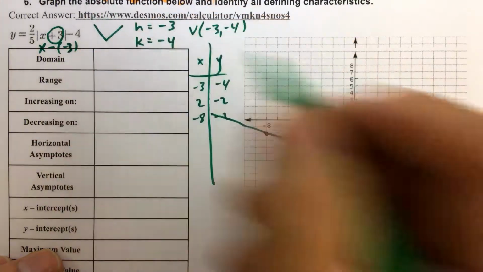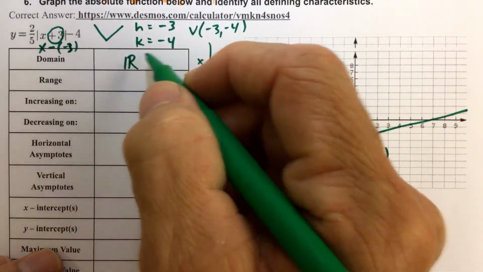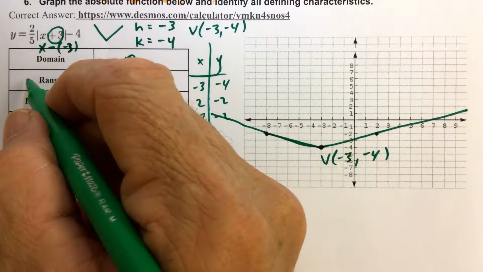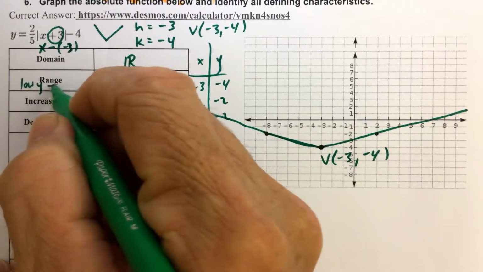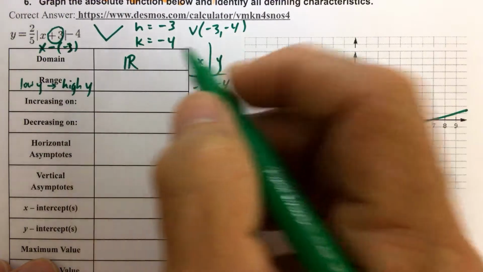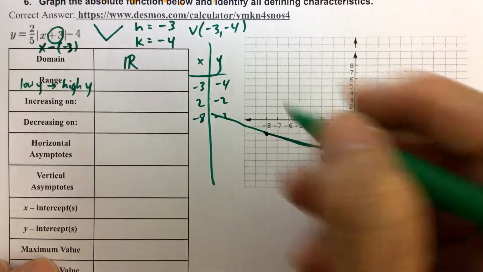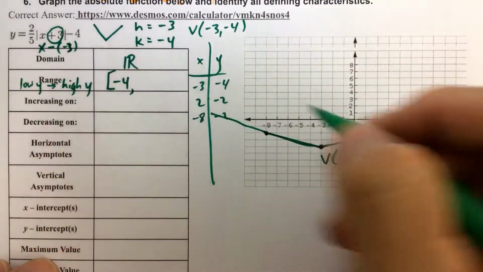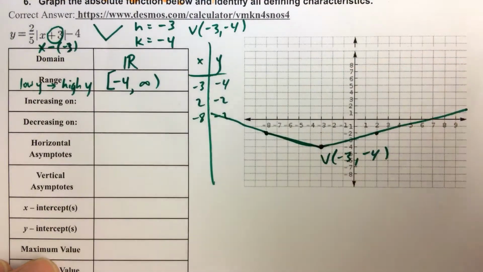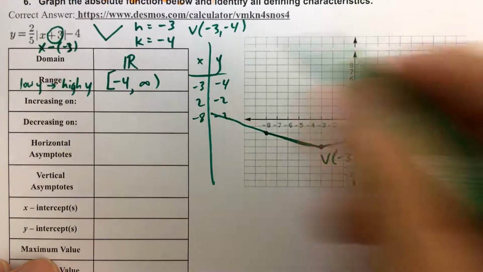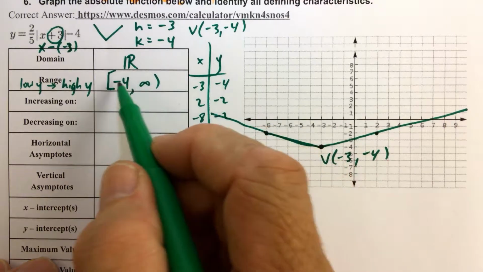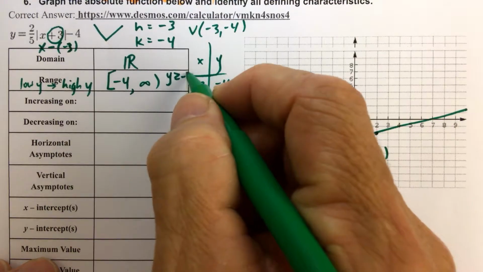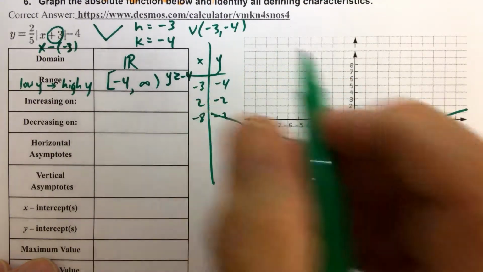The domain of all absolute value functions is always all real numbers, all x values. The range, on the other hand, is the lowest y to the highest y. The lowest y would be -4. That's as low as it'll get, including -4, so make sure you put a bracket there. And then the highest y keeps going on forever, so infinity would be the end of that interval. So the range is all real numbers y greater than or equal to -4. You could write it like this: y is greater than or equal to -4.